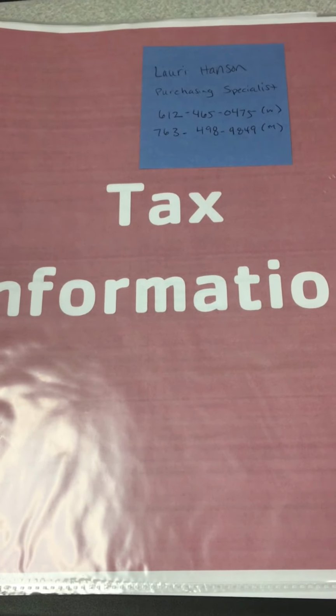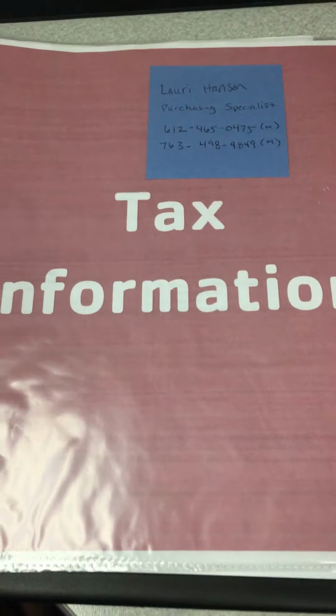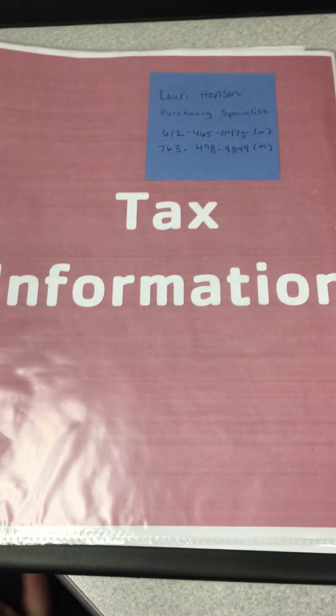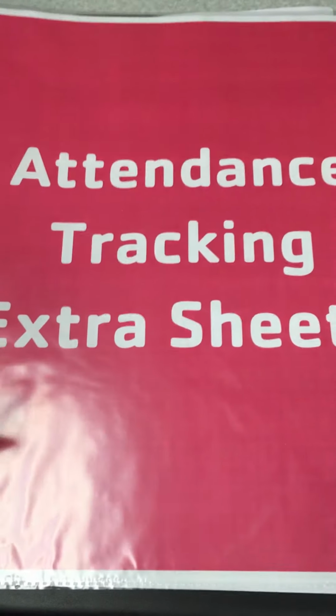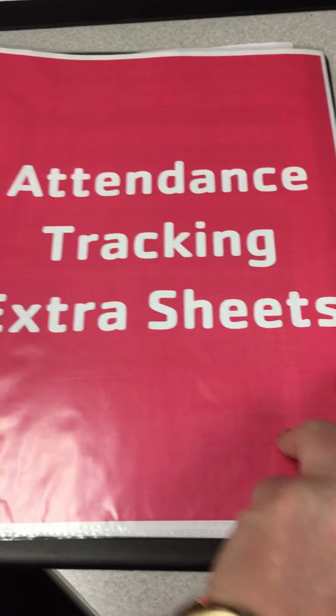This is just a little extra information. Lori Hansen is our purchasing specialist, so if there's a problem with a payment on a field trip and you are leading that trip, you can check here for the tax information, and that is usually a helpful form to have alongside. The final thing that's in the back of this binder for you is the attendance tracking extra sheets. So in case you make a goof on the sheets for the group order, you can adjust that and redo.